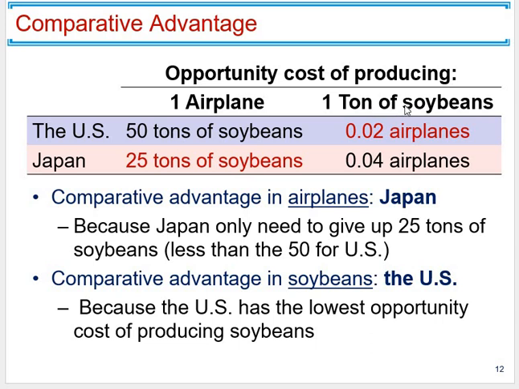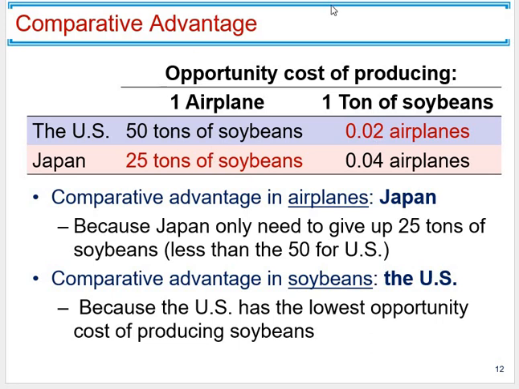At the same time, speaking of soybean production, the US has a smaller opportunity cost, because to produce each ton of soybeans, the US only gives up 0.02 airplanes. But Japan has to give up more. It has to give up 0.04 airplanes. So just by comparing the numbers, we can say that speaking of soybean production, the US has a lower opportunity cost. Therefore, the US has the comparative advantage in soybean production.